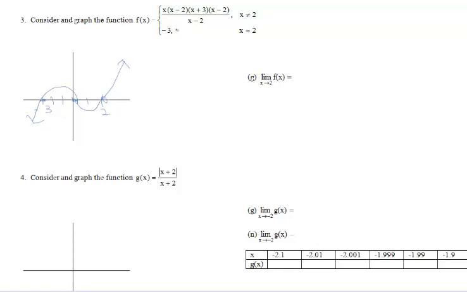Okay, we're not done graphing this piecewise function. Now we're going to come back here and plot the point (2, -3). That would be somewhere down here. Alright, so let's come over here and look at this question.